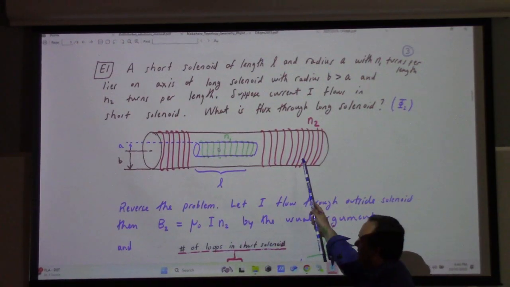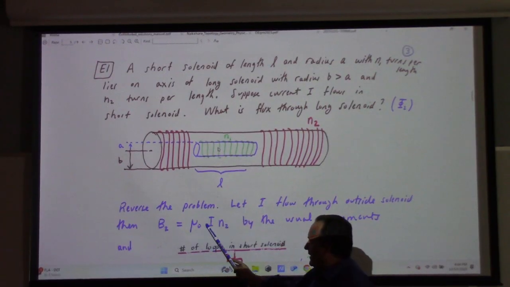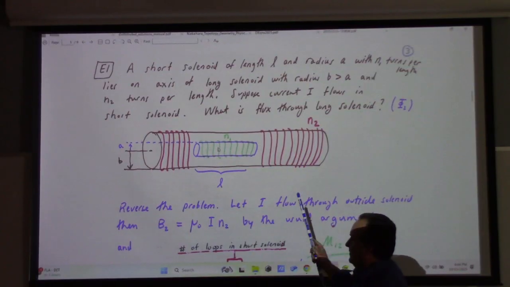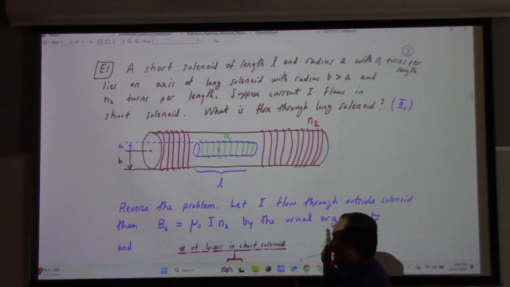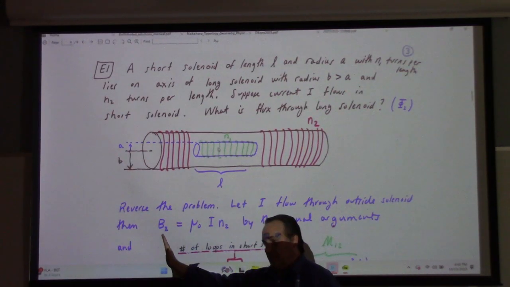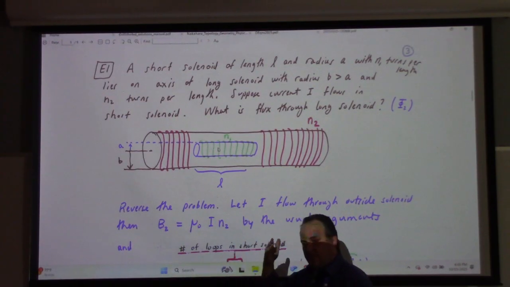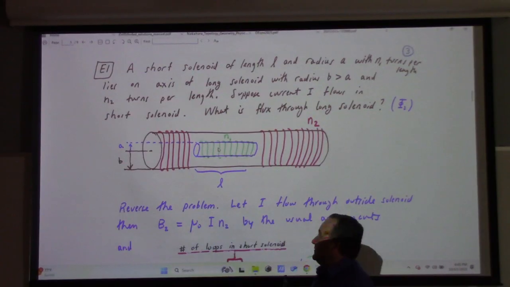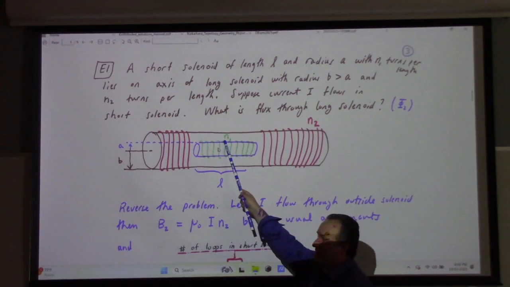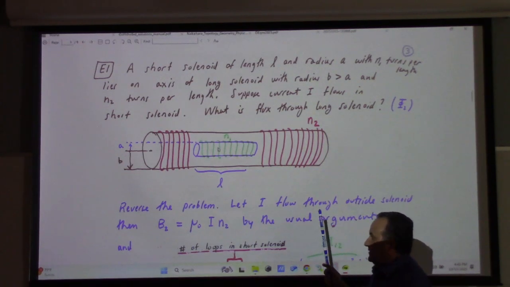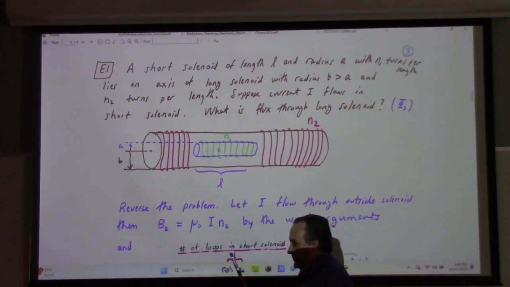Now, the magnetic field from the long solenoid is just mu naught I N2, where N2 is the number density out here. That magnetic field's constant through the short loop, right? Now, what is the total flux through the short loop? Well, that depends on the number of loops in it. To find the number of loops in the short solenoid, I take the number density N1 times L. That's the actual number of turns in the short solenoid. So, oh, I'm getting ahead of the story.